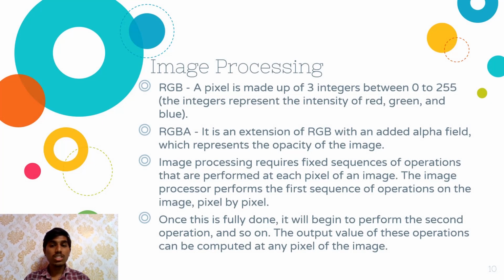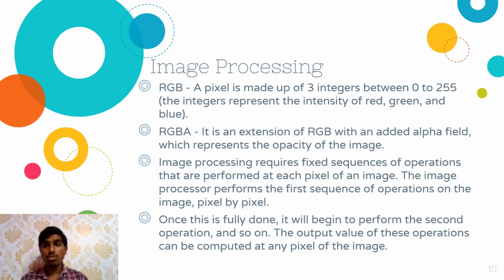So what is RGB actually? Here RGB stands for red, green and blue. A pixel is made up of 3 integers between 0 to 255. The integers represent the intensity of red, green and blue.